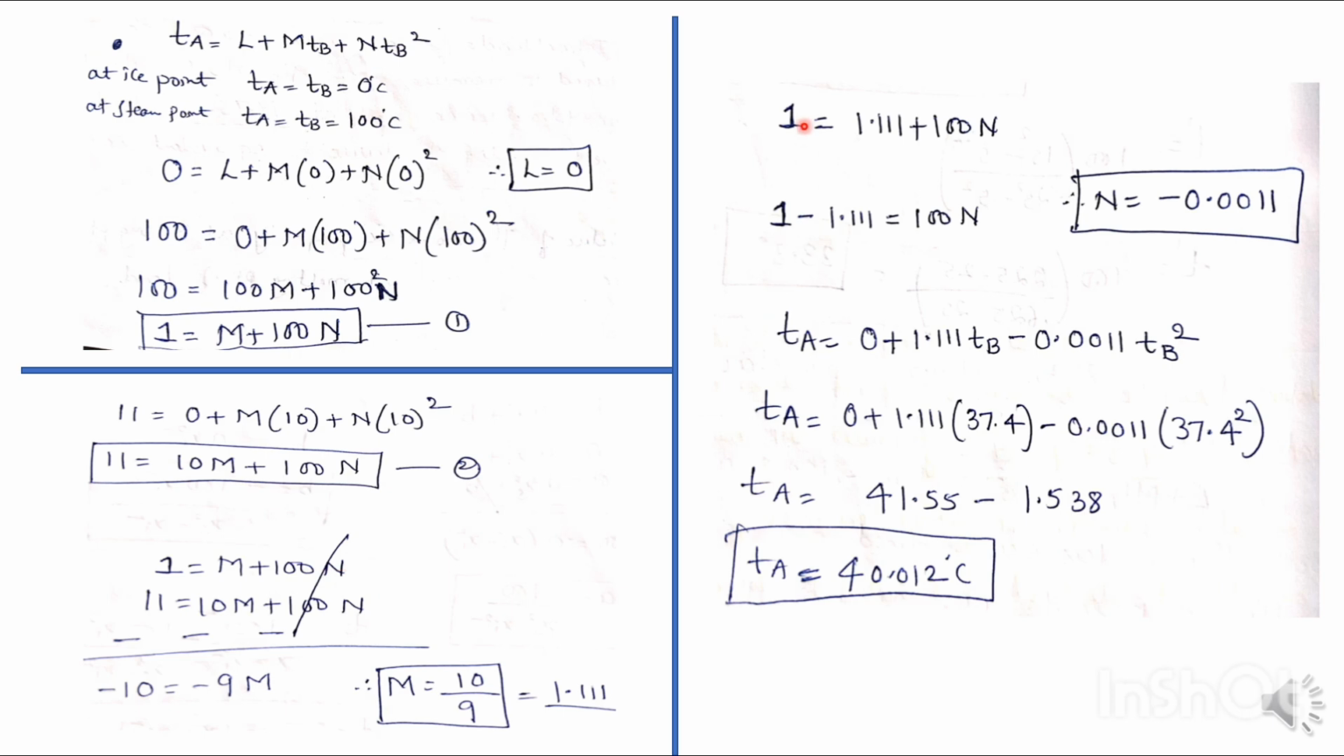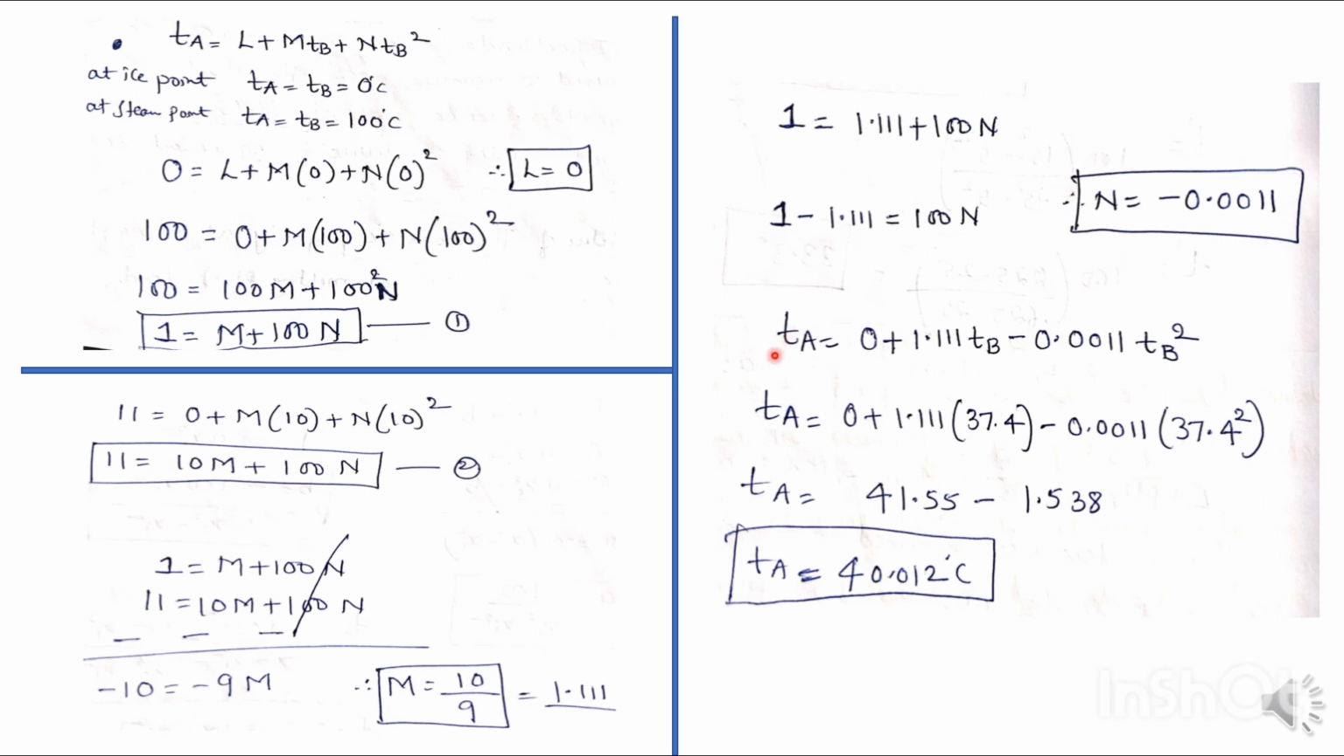In the first equation, I substitute M: 1 = 1.111 + 100N. I shift the 1.11 to the other side to calculate N. So 1 − 1.11 = 100N. Therefore N = −0.001 after simplifying, and dividing by 100 we finally get the value of N, about −0.0011.